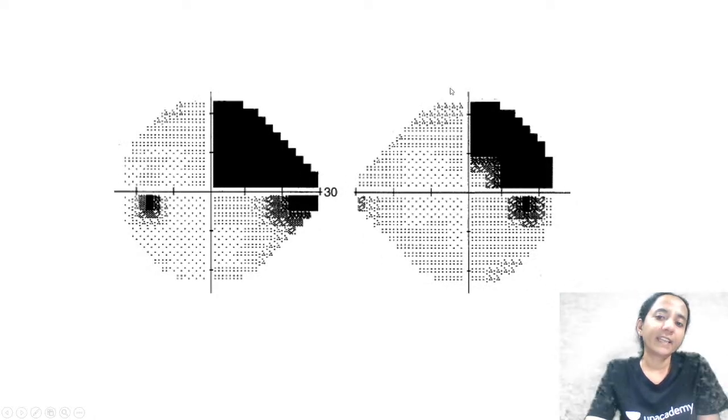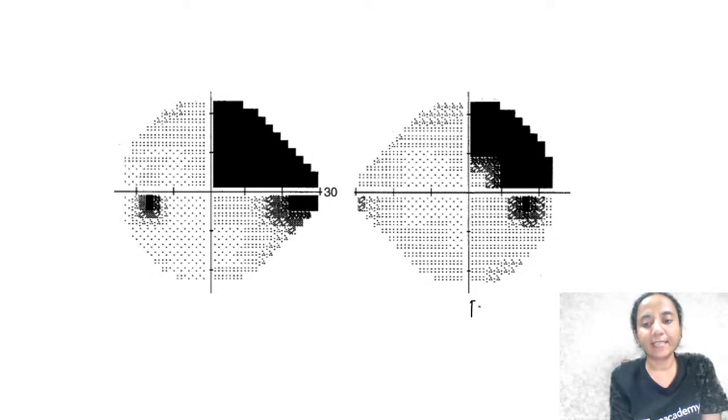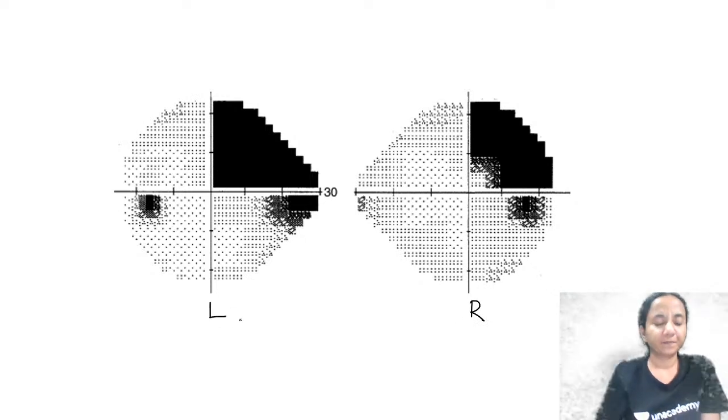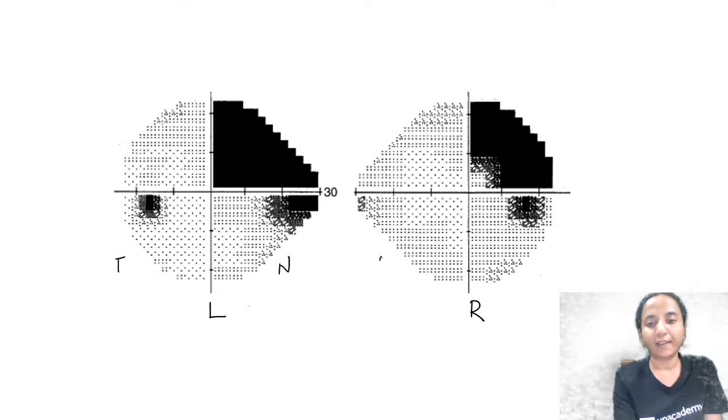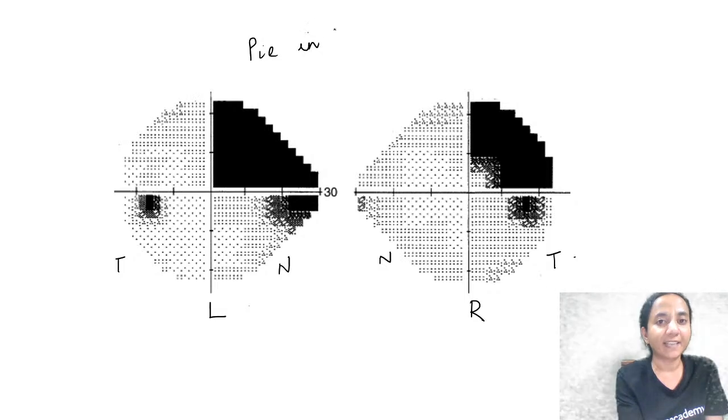Yeah. Can you tell me what is this? What is this defect and where is the site of the lesion? Once again, let's name it as right and left. What is this? This is also a homonymous hemianopia, but it's partial, right? Only superior homonymous hemianopia. So this correctly is called pie in the sky.